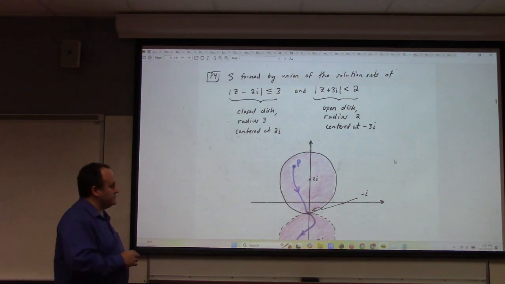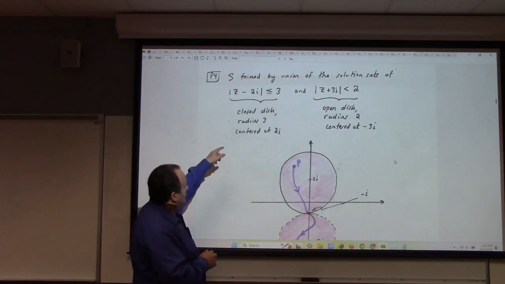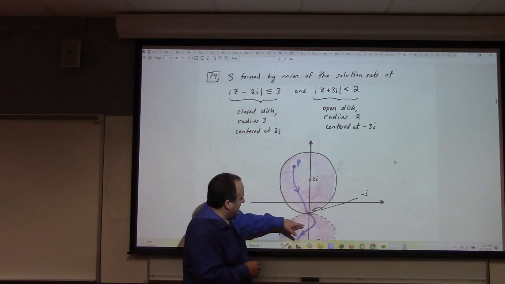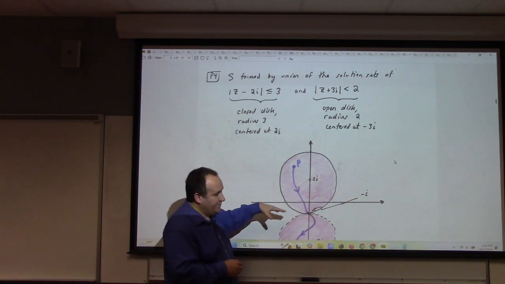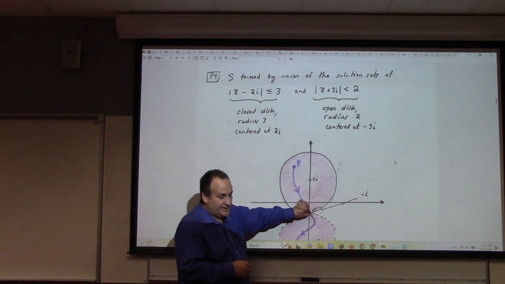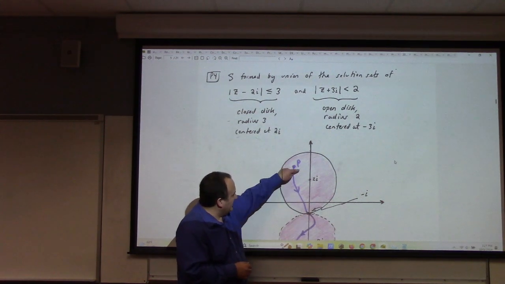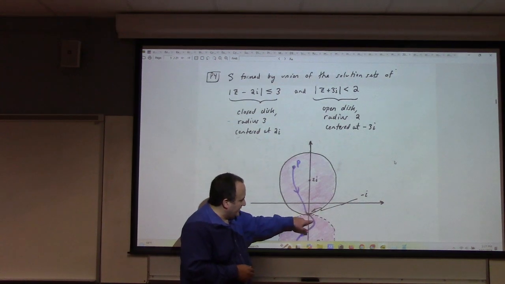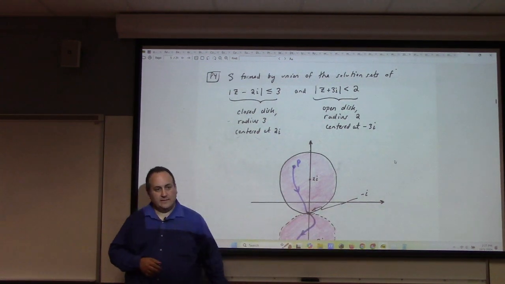This one here, you've got a closed disk up here, radius 3. You have an open disk, radius 2. If they were both open, it would be disconnected because there would be no connecting point. But because that point is thrown in, I can take any point up here and pass it through the curve that goes through that point and get down to any point down there. So it's connected.